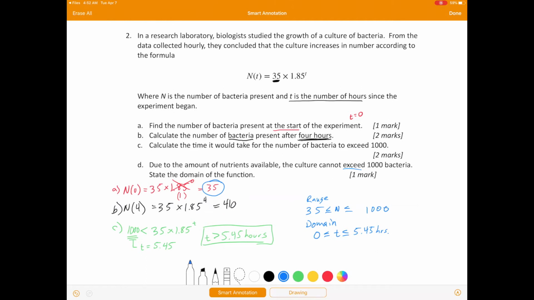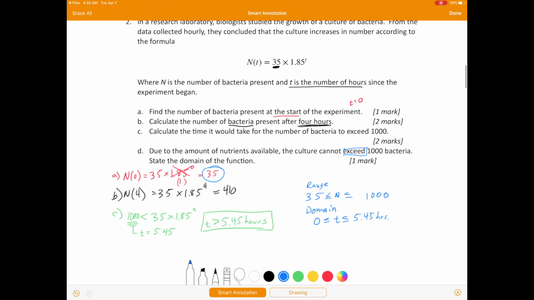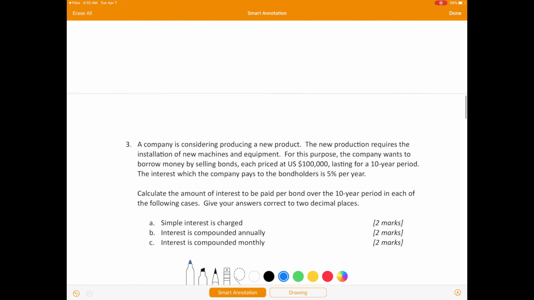Okay, and it should be less than or equal to. I believe if you look up a key, it has less than, but it does say that it can't exceed 1,000. And at 5.45, it hasn't actually exceeded. That's when it is at 1,000. So that should be fine. All right. Okay, that's question number 2. Let's move on to question number 3.